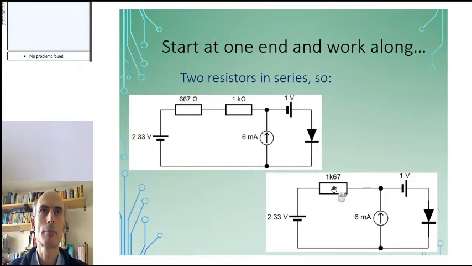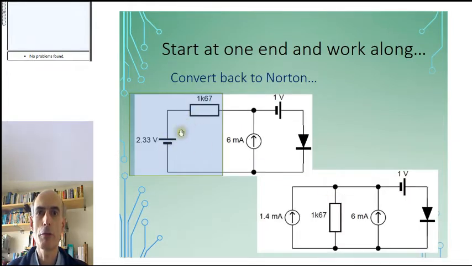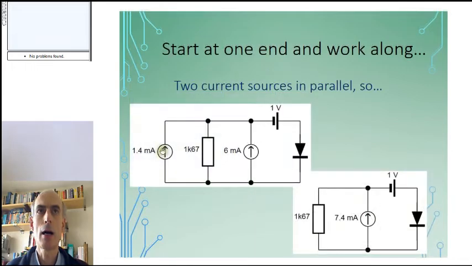Next, this has the form of a Thevenin equivalent network. So I can convert this to a Norton equivalent form by replacing them with a current source and a parallel resistor. Next, I've now got 2 current sources in parallel. I can replace them with a single current source. I've reduced the number of components by 1 yet again.